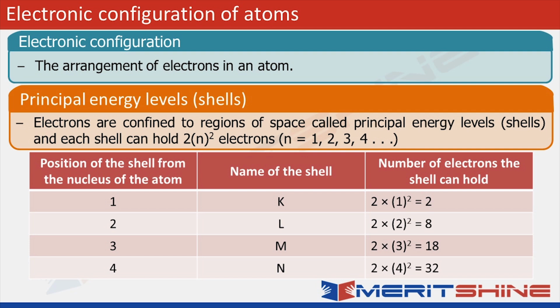Similarly, the third shell outside the nucleus will hold 18 electrons. It is 2 into 3 square, which is 2 into 9, 18. And finally, the fourth shell will have 2 into 4 square, which is 2 into 16, 32 electrons. And these shells have traditional names. The first shell is called K shell, the second is called L, the third is called M, and the fourth shell is called N shell.